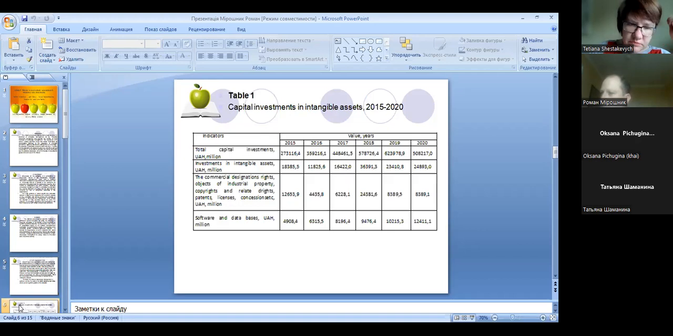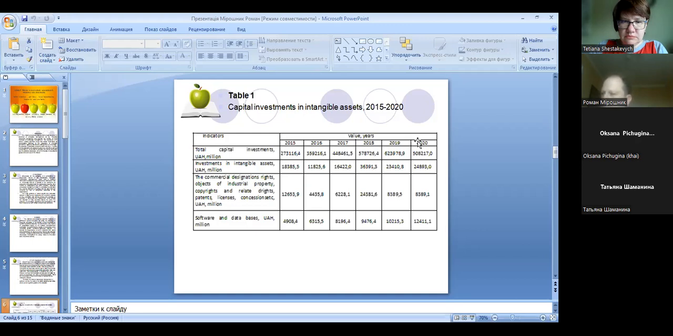The volume of capital investment in the activity of Ukrainian enterprises for the period 2015-2020 is studied, as shown below in table one. As can be seen from table one, the total capital investment increased significantly during the analysis period, showing growth dynamics from 2015 to 2020. The capital investment in intangible assets is of primary interest to our study, as it partially reflects the investment of funds in intellectual capital and knowledge of the enterprise. It can be seen that the amount of investment in intangible assets by economic entities differed from year to year.